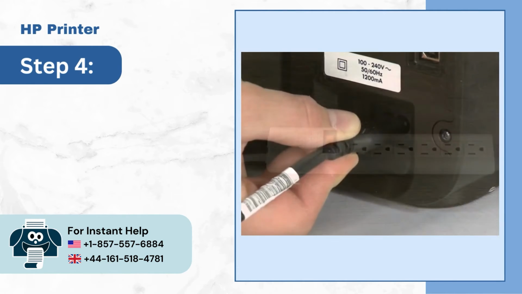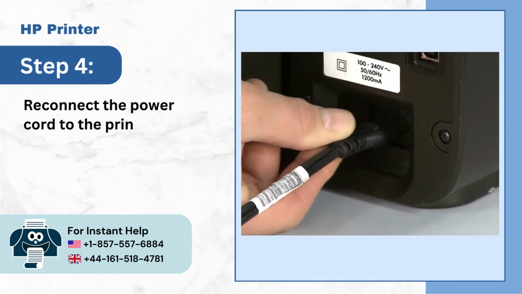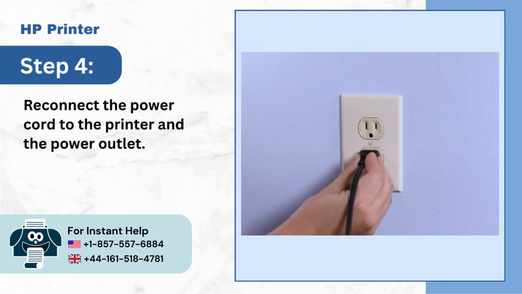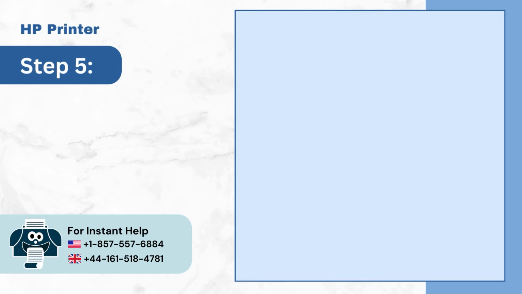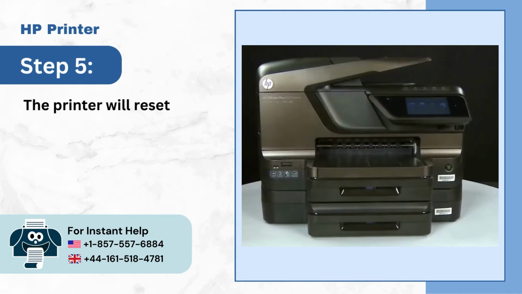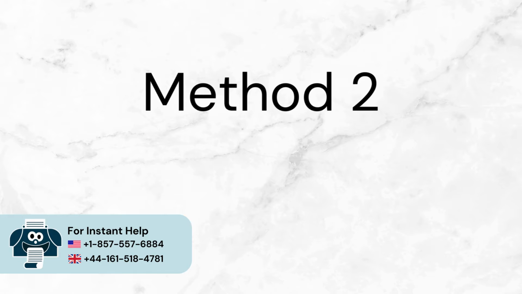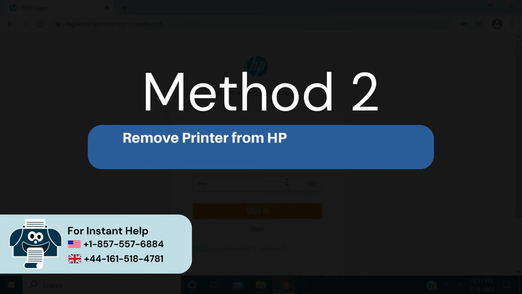Step 4, reconnect the power cord to the printer and the power outlet. Step 5, the printer will reset and turn on automatically. Method 2, remove printer from HP Smart App and set it up again.